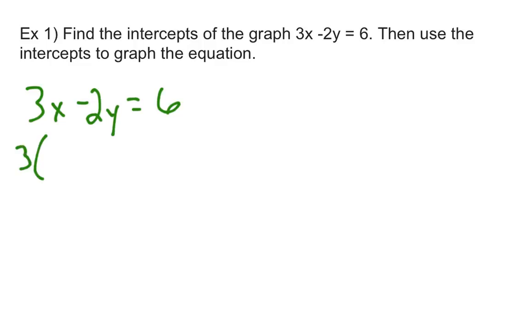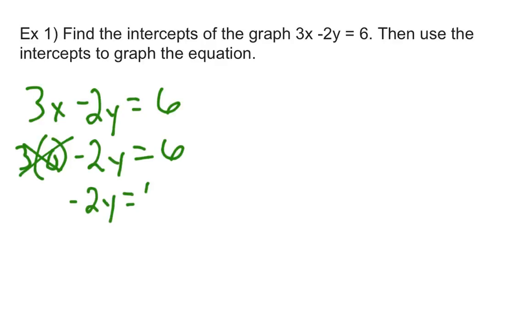So let's plug a 0 in for x, and then we're going to solve the equation for y to see what goes with it. In this case, 3 times 0 is 0. That leaves me with -2y equals 6. We divide by -2 to tell me that y equals -3.